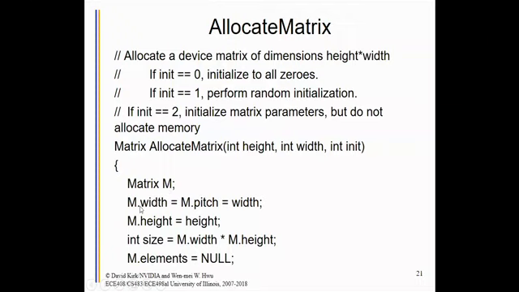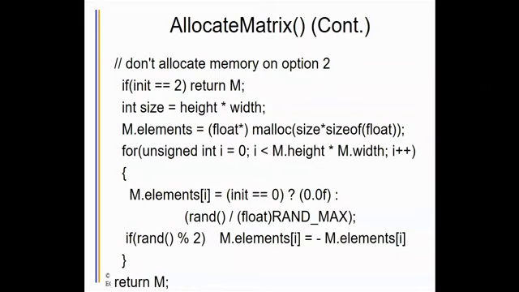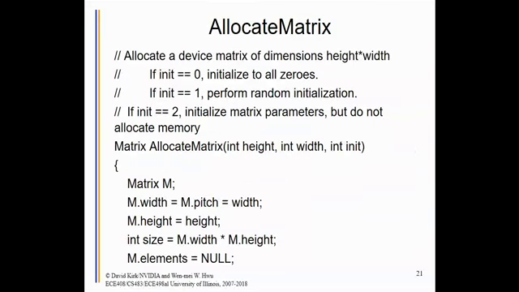It's a struct, and then you will have width. This is the width metadata, and for the purpose of this class, the width and pitch are going to be initialized the same, and then the size is going to be the width times height. That's the total size of the matrix. The elements we're going to initialize to null, and then depending on the initialization mode, we're going to have mode 0, mode 1, and mode 2. For mode 0, we just want to initialize all the elements to 0. Allocate this matrix and initialize everything to 0 for me, so I get a clean matrix.